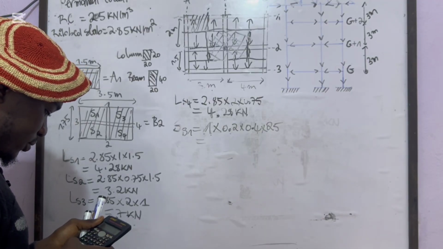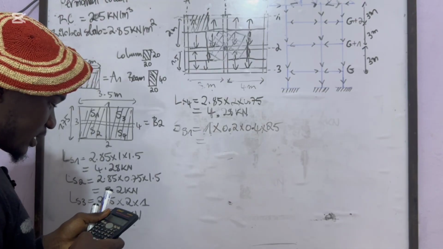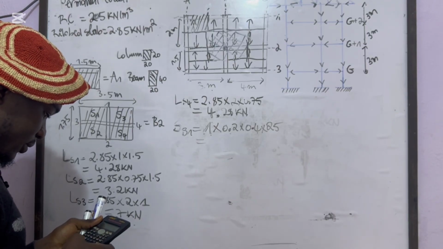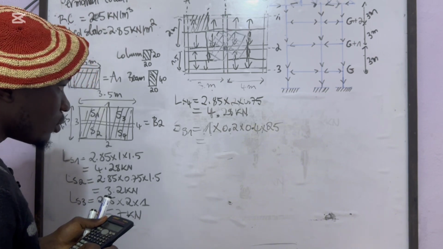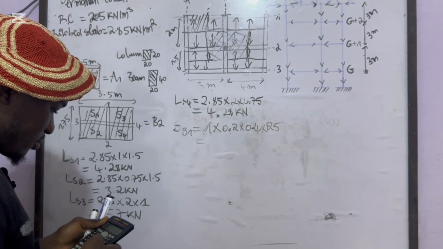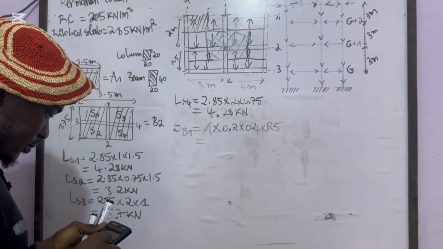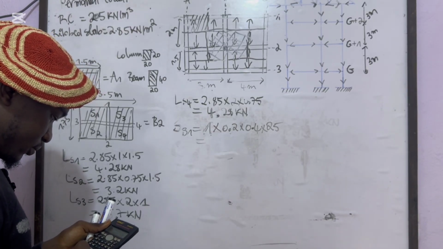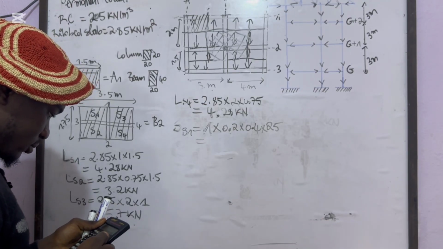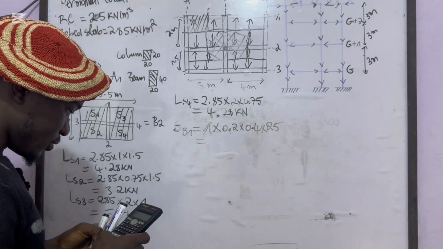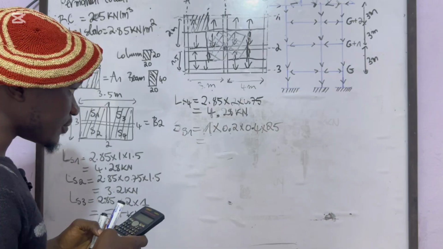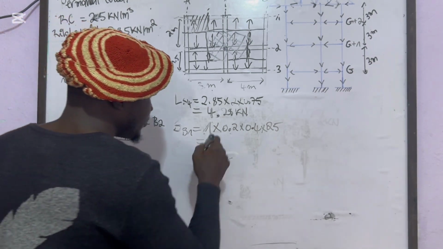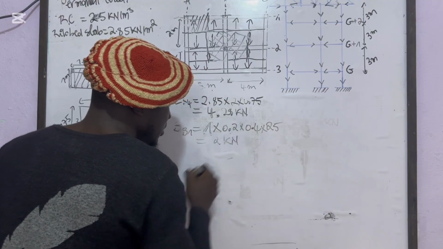0.2 times 0.4, because we converted it to meters, it was in centimeters, times 25. 0.2 times 0.4 times 25 is giving us 2 kilonewton, the self-weight of beam 1.